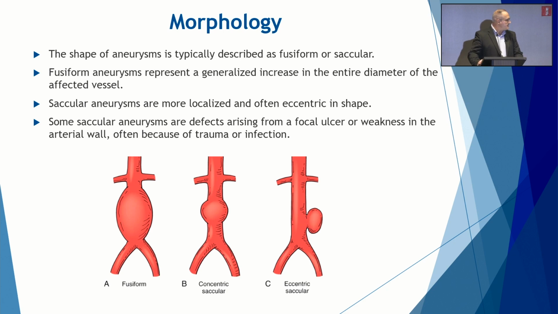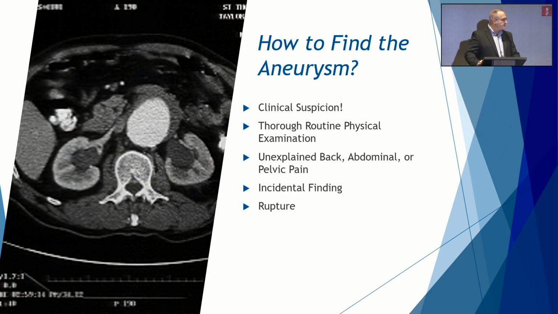Now, the shape of aneurysms can be described as fusiform or saccular or an eccentric saccular. And the most important thing about this is that the eccentric saccular type is likely more prone to rupture. And so we typically will fix those at a smaller size. Aneurysms are found by having high clinical suspicion, depending on patient risk factors. Thorough routine physical exam. A patient can have unexplained back pain, abdominal pain, or pelvic pain. It can be an incidental finding. Worst of all, it's found by rupture.